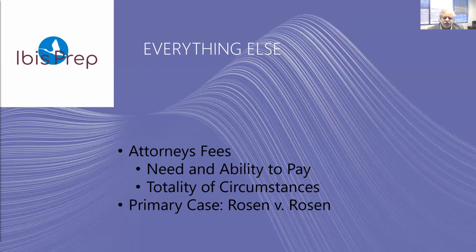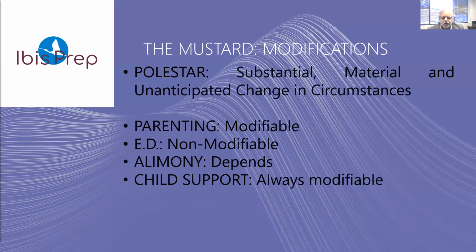But again, just because there's a need does not mean there's an ability to pay. There's a second prong to Rosen where regardless of need and ability to pay, if one party is engaging in vexatious litigation, extending it out, increasing the expenses, trying to snowball and force a result by outspending, the court can bypass the need and ability to pay analysis, look at the totality of the circumstances, and still award attorney's fees. So that is the case of Rosen v. Rosen.